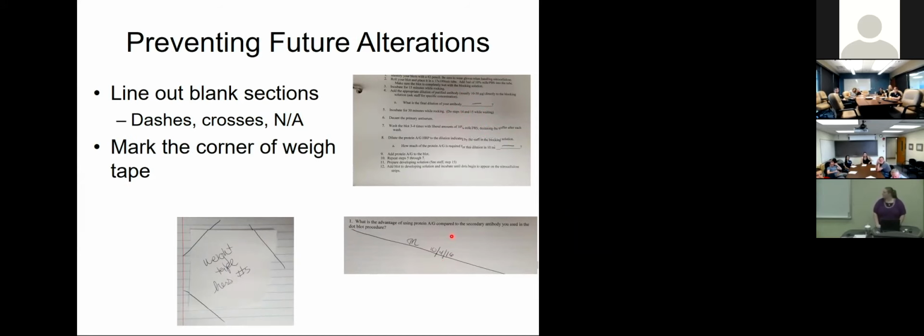You also have to mark the corners of your weigh tape. This is not legible, not good for GMP, but you have to be able to stick your weigh tape down, and we mark through these corners. That way you can tell if something was lifted up or a new document was put down, so we know these are still the originals. And they have to be stuck down with permanent double-sided tape.